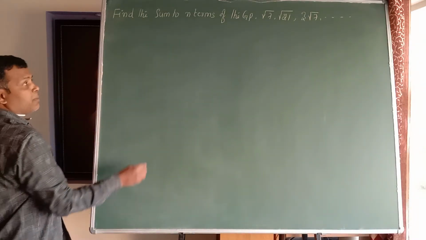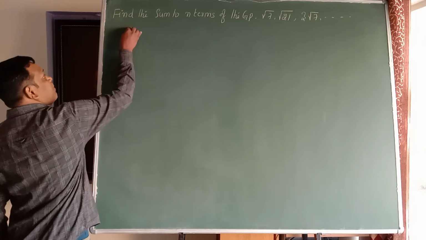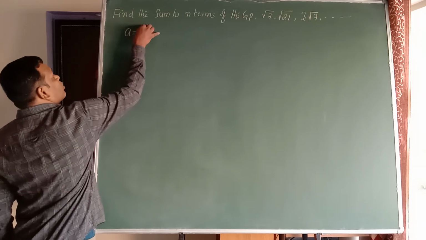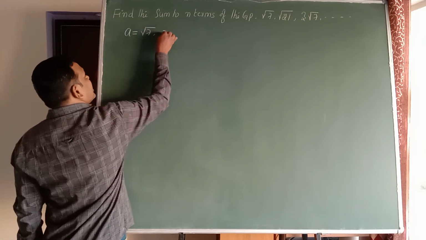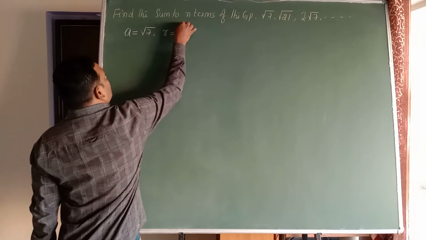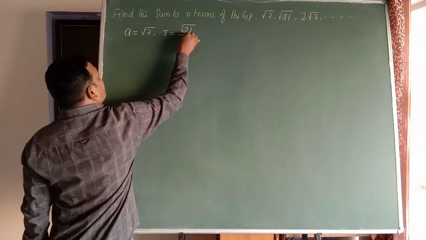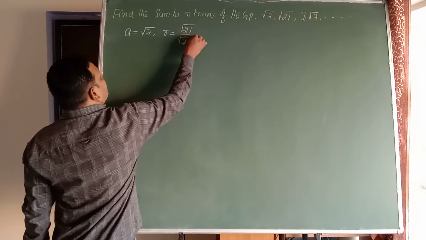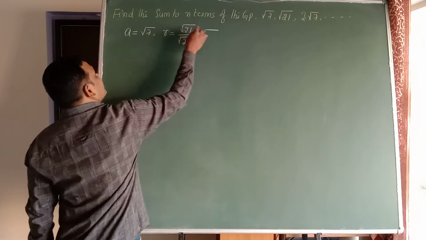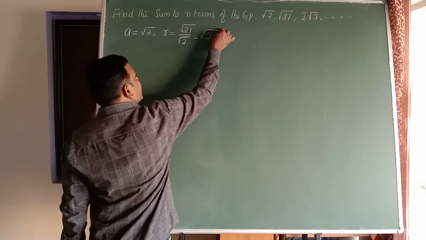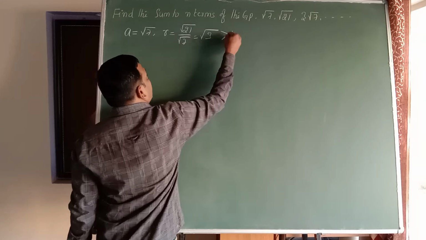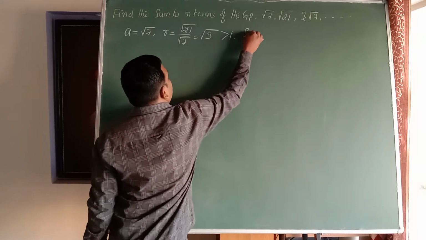Look at me. The first term of GP is A, that is equal to root 7. Got my point? And the common ratio R is given by root 21 divided by root 7. That is equal to square root of 7 3s. That is root 3 itself. But root 3 is greater than 1. Got my point? And we wish to find out Sn.